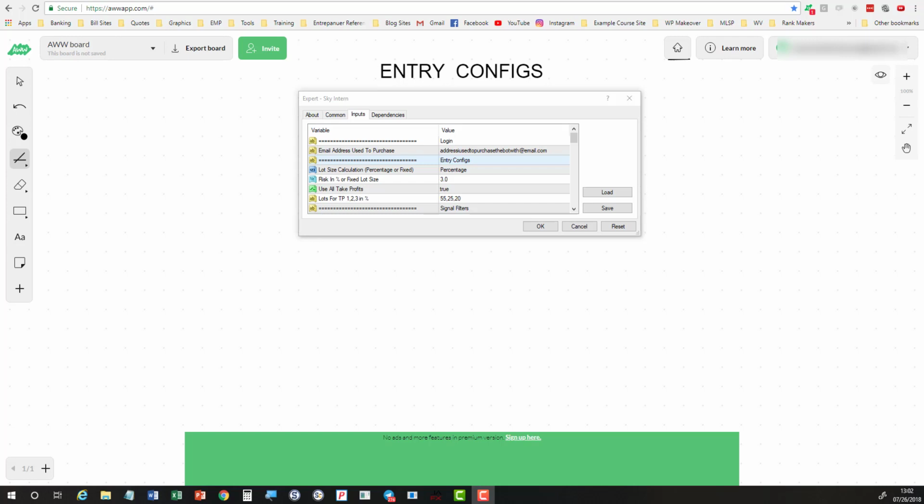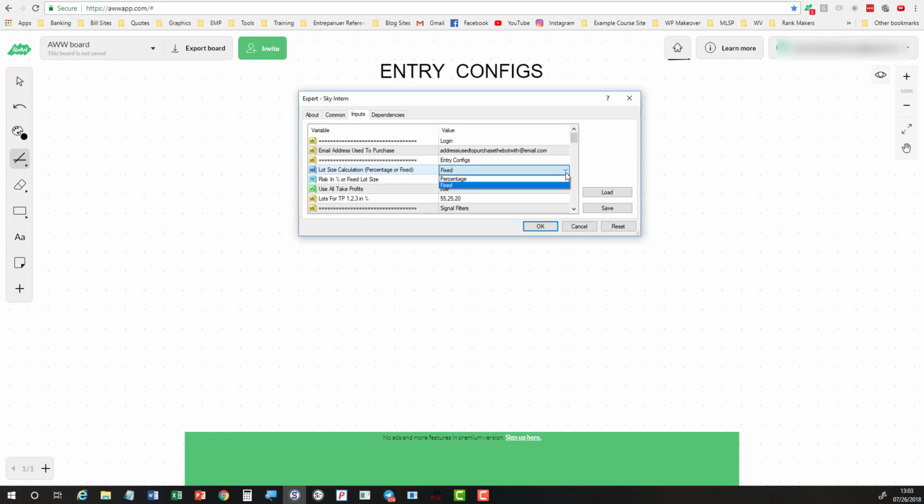Okay, so here's what I mean by that. We're going to talk strictly about the entry configs. Where it says lot size calculation, before there was only the option to do a percentage of your account. Now if you double click on it, it has the opportunity to do a fixed lot size. But again, I really want to emphasize how dangerous this can be if you use it incorrectly, especially if you're using a live account.